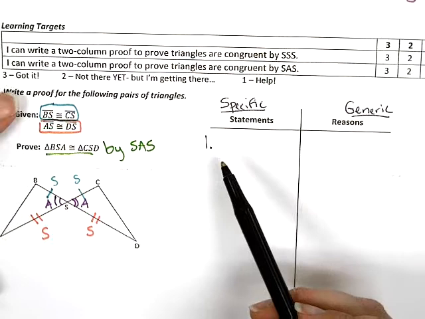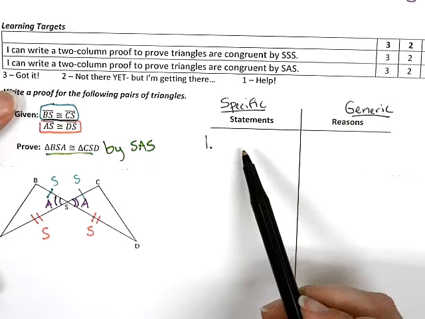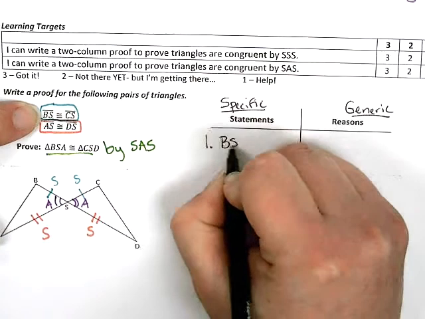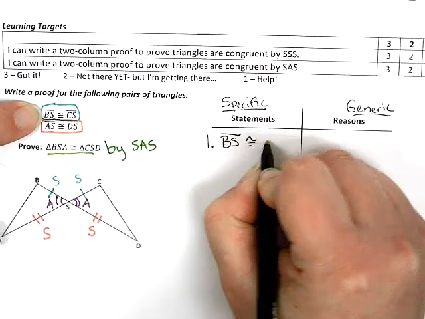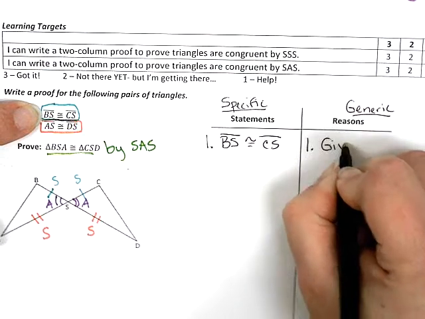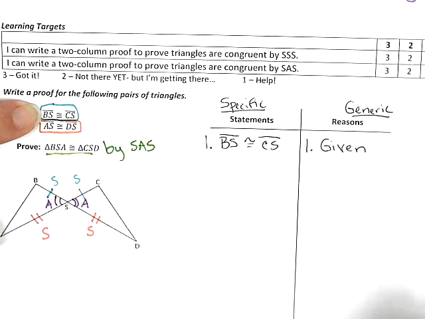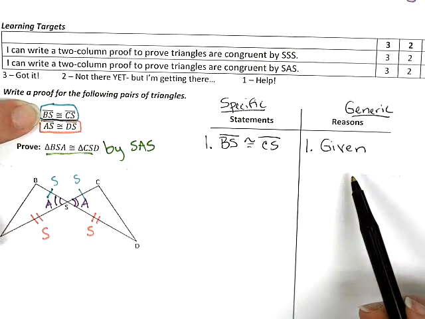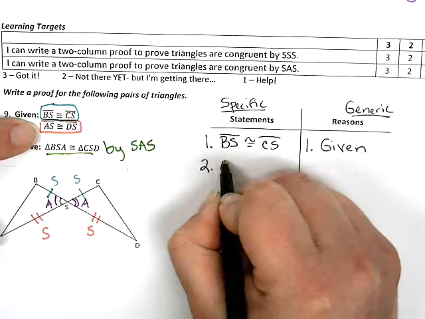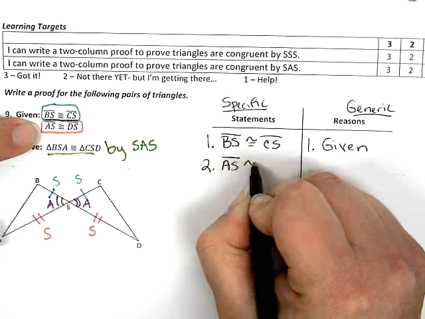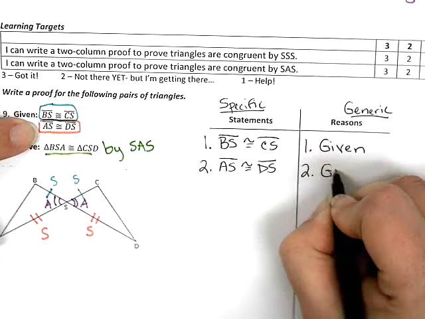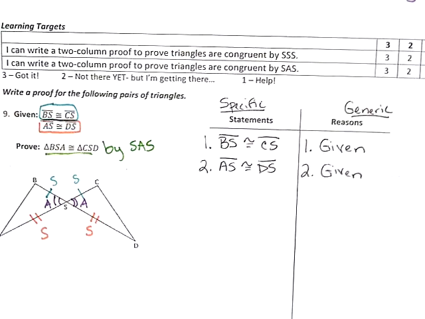All right, so to start a proof, we always just start with our givens. So we were given that segment BS is congruent to segment CS. And the reason for that, how do we know it? Why were we able to mark it in the diagram? Because it was given to us. It's as simple as that. Second, we were given also that AS is congruent to segment DS. Cool. That was also given. Nothing special about either of those.